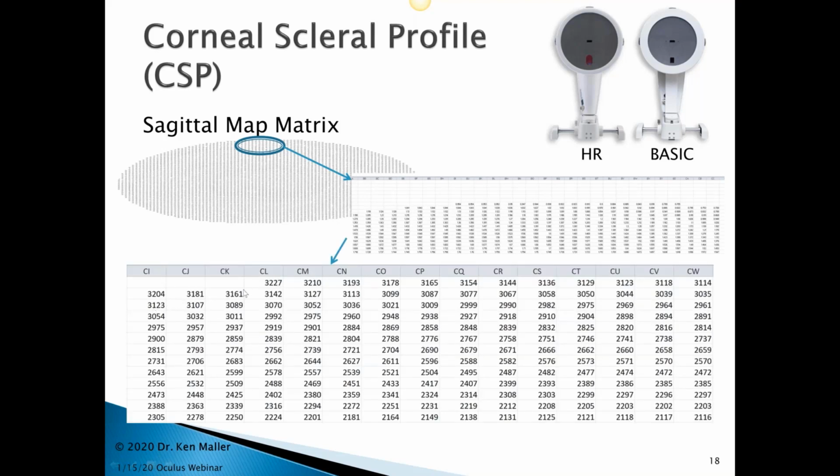And so at any given distance, right here in the middle, that would be the 0 point, because that would be at the apex of the cornea. These are the sagittal depths that the Pentacam was able to measure. And so you can see in excruciating detail exactly what the sclera is doing at any given point.